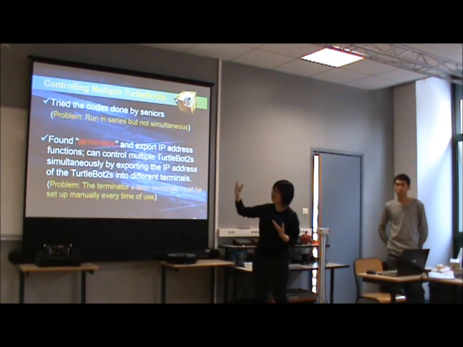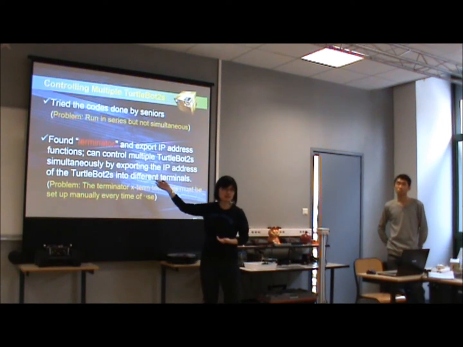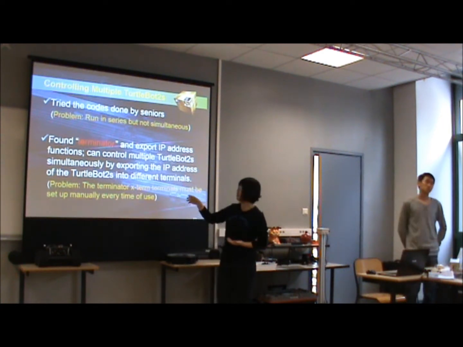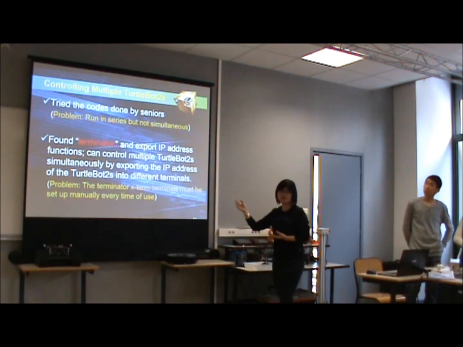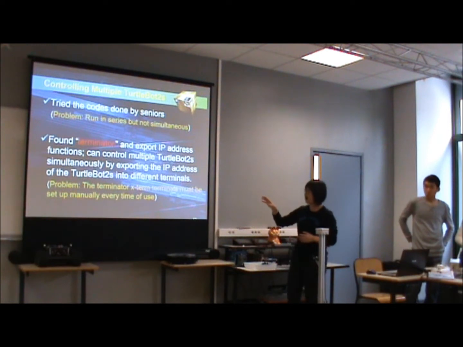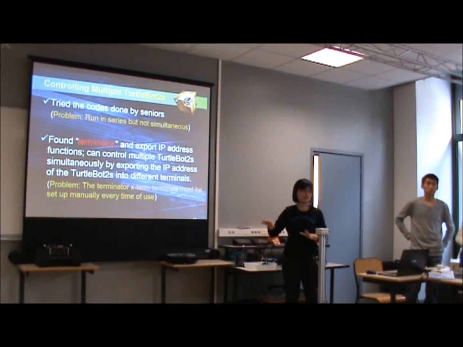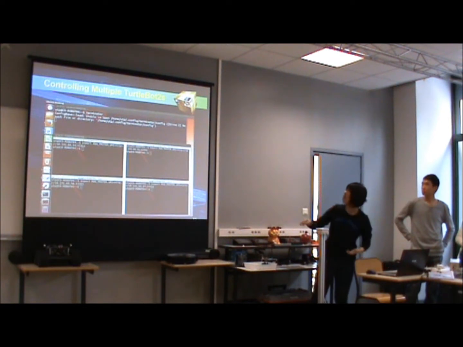So I did some research and findings, and I found a tool called Terminator, which we can just install and it works in the ROS system. Combining the functionality of Terminator and exporting the IP address into different terminals, which I'll show later in the next diagram, I'm able to control and give commands to multiple TurtleBots simultaneously. That means it can work with one single command, and it can start simultaneously and end at the same time. Now let us have a look.